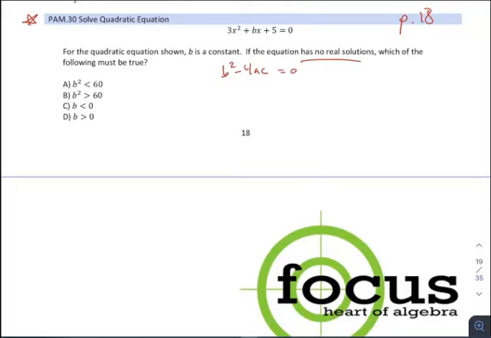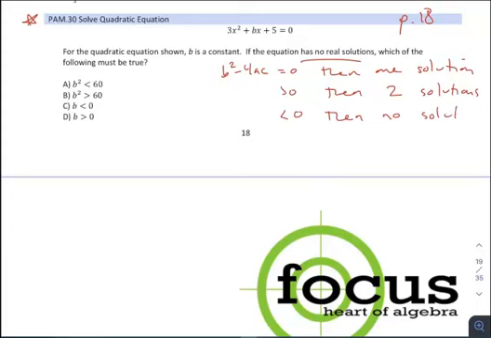If it's equal to 0, then there's one solution. If it is greater than 0, then there's two solutions. And if it's less than 0, then there's no solutions. Okay, so again, this is the discriminant, when you write your equation in standard form and then plug in b squared minus 4ac.